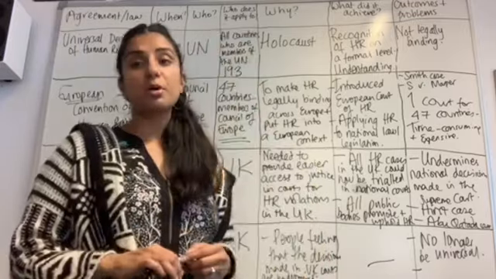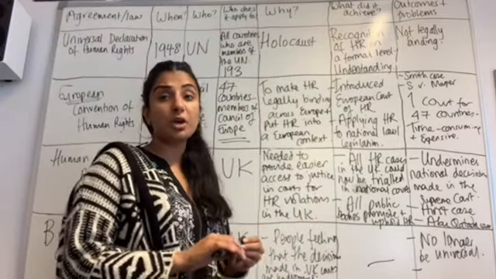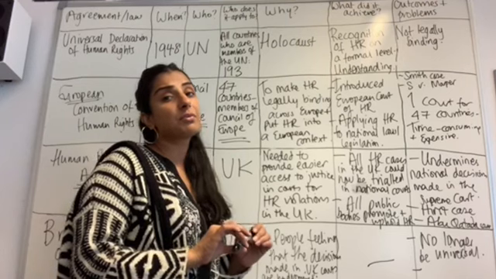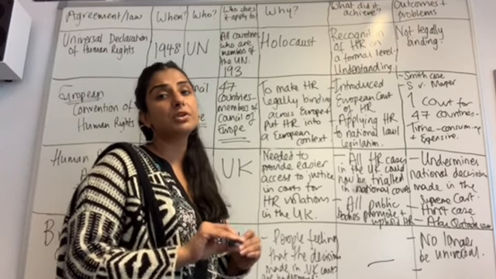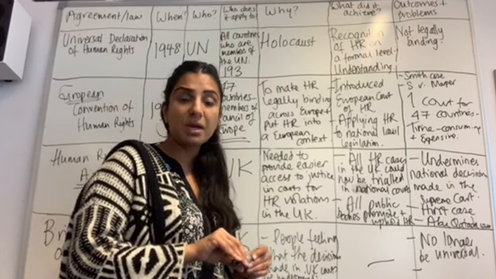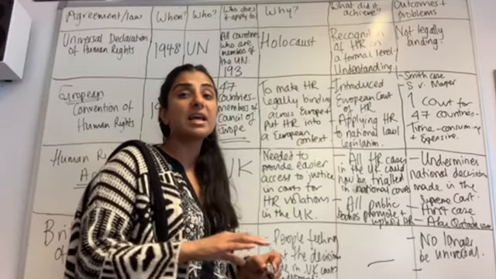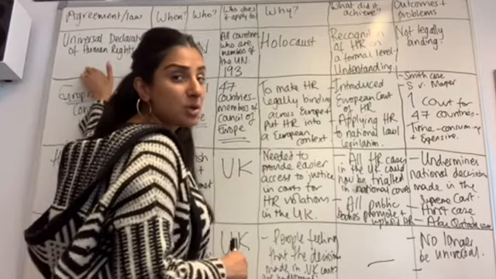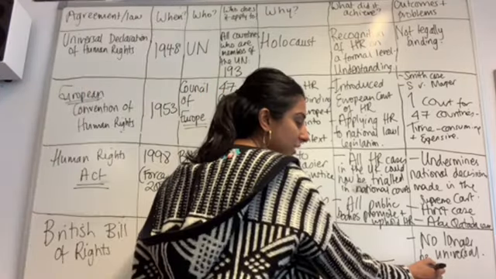Another problem is that if the British decide to create their own British Bill of Rights, other countries from the 47 that make up the Council of Europe might also decide to do the same, and it may have a domino knock-on effect, again undermining the concept of universality. So let's write that down here.